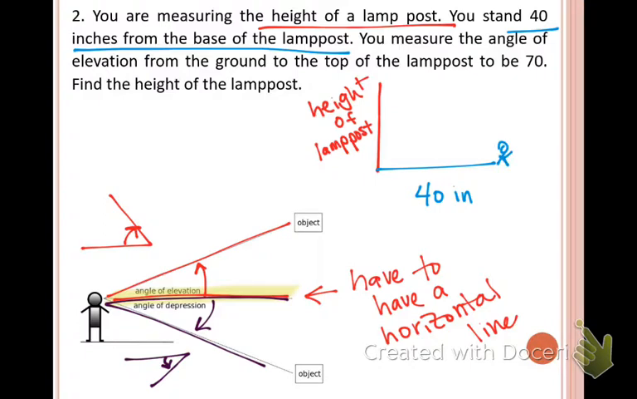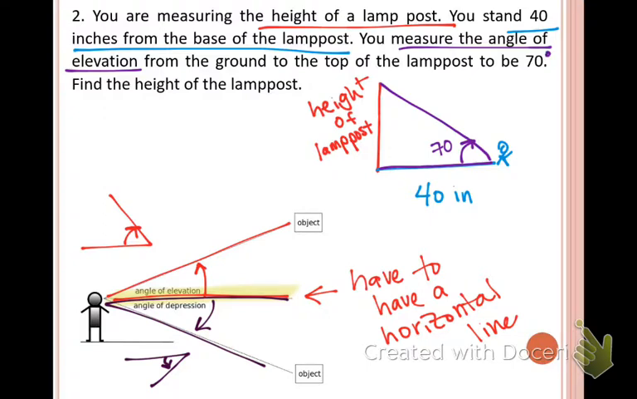You measure the angle of elevation. So the angle of elevation has to have a horizontal line, which we already have, and then it opens upward, right? So this is an angle of elevation. So you measure the angle of elevation from the ground, so from the ground to the top of the lamppost to be 70. So is that a length or an angle measure? It's an angle measure. Normally they'll have a degree symbol, but here we don't.